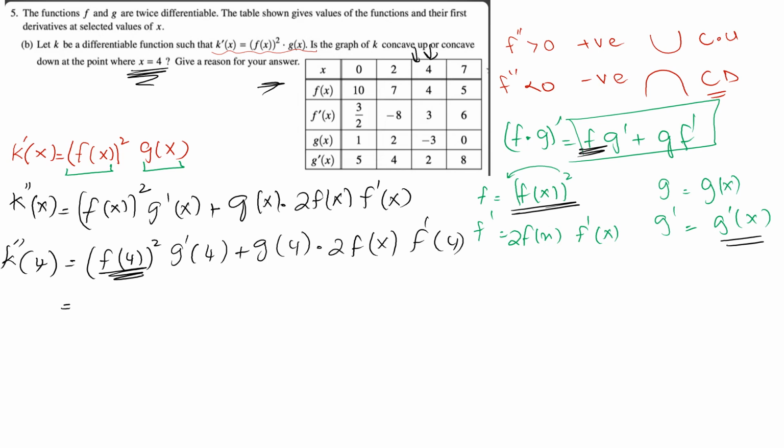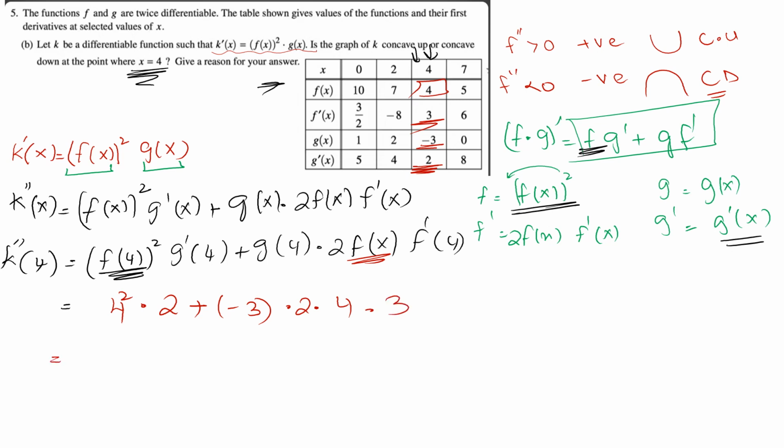So f of 4 is equal to 4 power 2. g prime of 4, it's 2, plus g of 4 is negative 3 times 2. Now f of 4 we have already seen that it is 4, and f prime of 4 is 3.